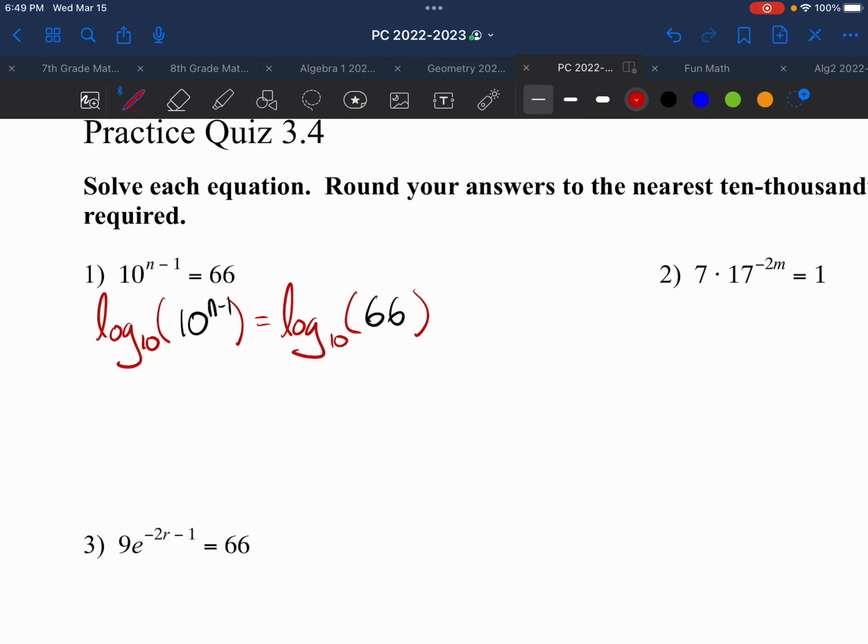I'm just going to go ahead and do the shortcut because we've been practicing this for a while. Things that cancel, you cancel, you cancel, you cancel, leaving me with n minus 1. On the right-hand side, we still have that log of 66. I don't have to write base 10 because the default base is base 10. So I'm just going to write log of 66. From here, I'm going to add 1 to both sides. So plus 1, and I now have n is equal to log of 66, and then after that, plus 1.